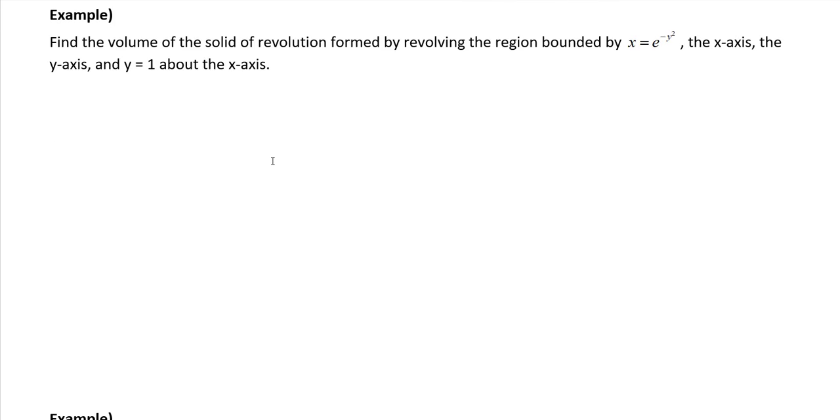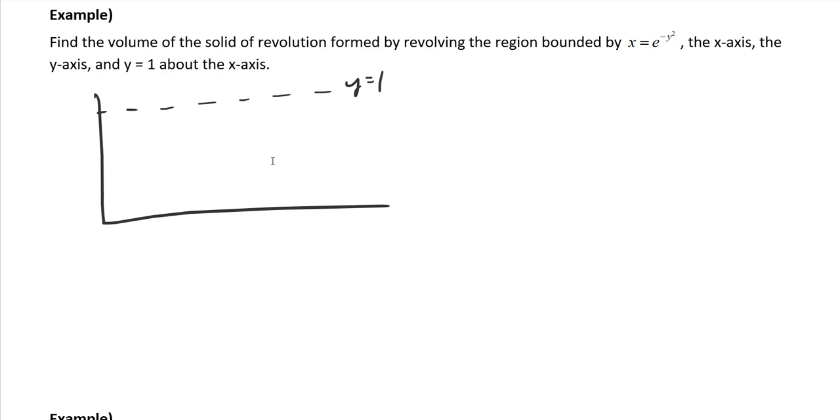Next one. Find the volume of the solid of revolution formed by revolving the region bounded by that crazy region, the x-axis, the y-axis, and y equals 1, about the x-axis. So this one, we're going to try to draw. It's going to look really weird, but that is okay. So let's draw the x and y-axis here. We know it's bounded by y equals 1. So this is y equals 1. It is bounded by the x-axis and the y-axis, so right there.